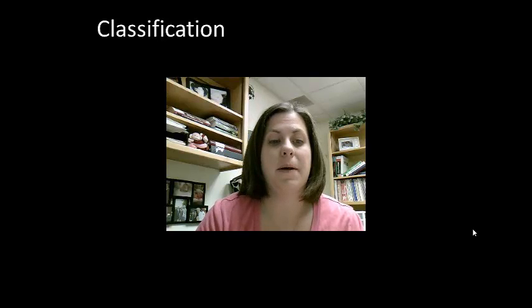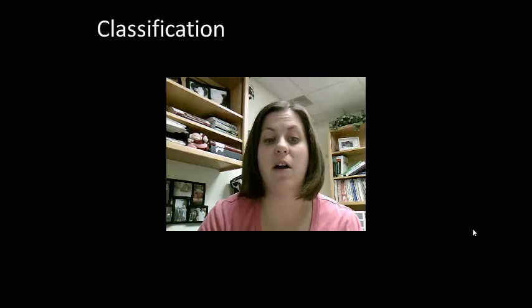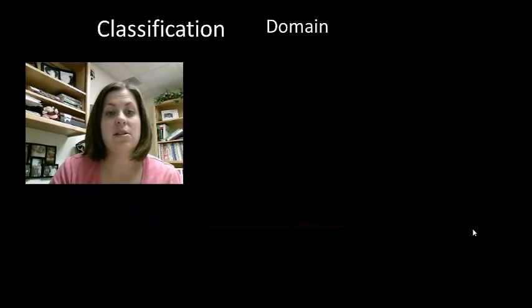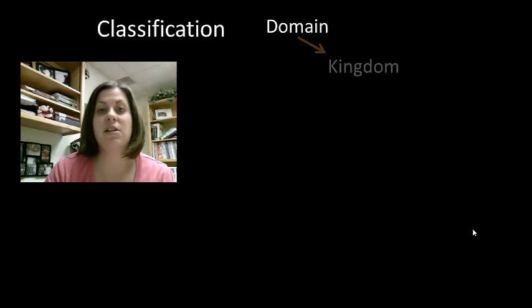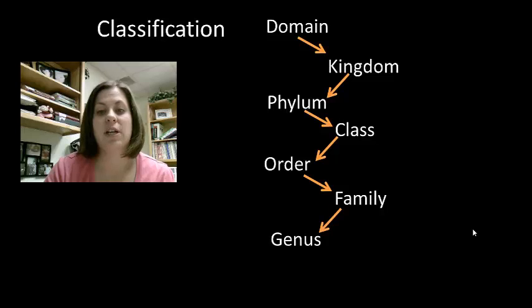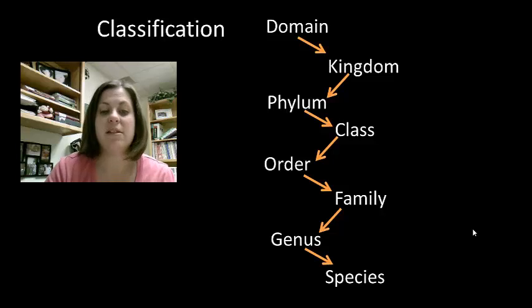So let's get started. Taxonomy is a very important branch of biology, which focuses on identifying, classifying, and naming organisms. Linnaean classification is the grouping of organisms into categories. The largest, most inclusive category is the domain. Then we can continue down to kingdom, phylum, class, order, family, genus, and finally the least inclusive, which is the species.